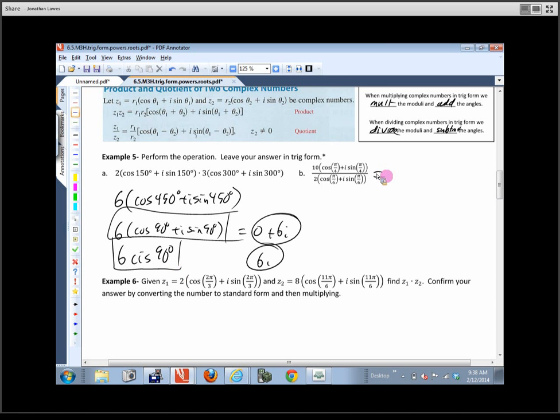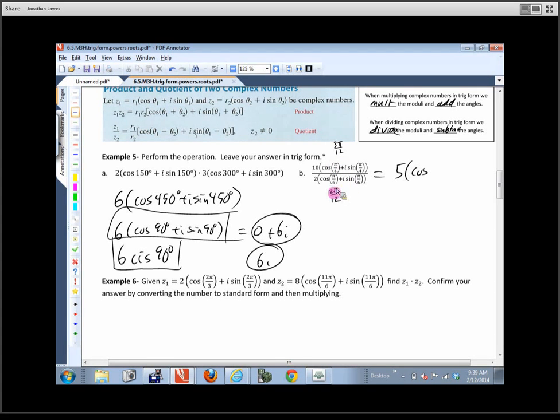Okay. What's my new modulus if I'm dividing the two of these? 5, piece of cake. Cosine of, what do I do with these angles? Subtract them. Bit of a pain because it's in radians, so I'm going to need twelfths here. This is going to be 3 pi twelfths, and this is going to be 2 pi twelfths.